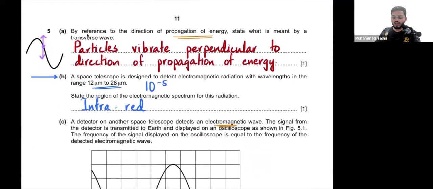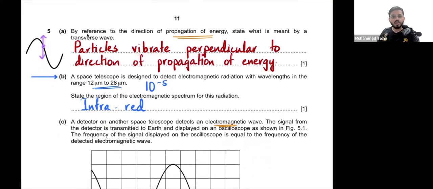By reference to the direction of propagation of energy, state what is meant by a transverse wave. Again, do pay a lot of attention when the examiner says "by reference to" something, because usually we know that for transverse waves, I could say two things.